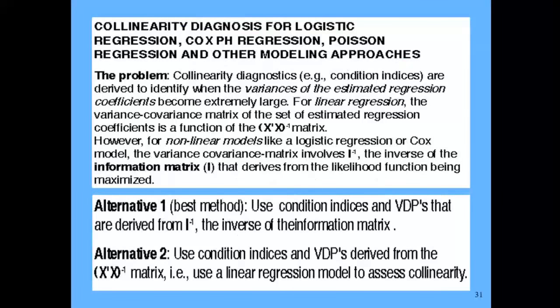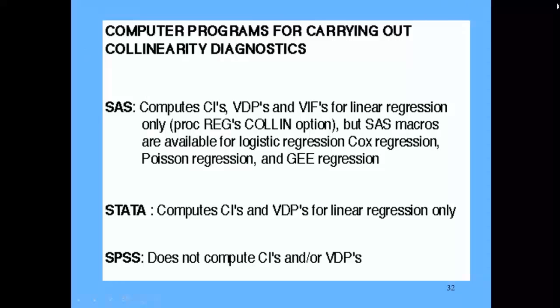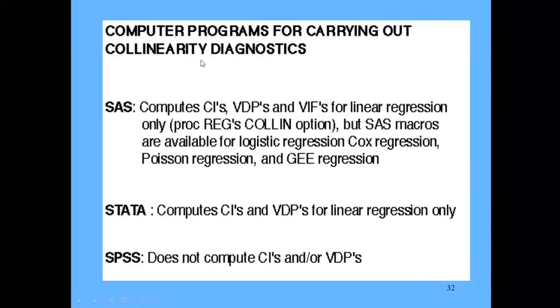Okay? So I'm going to talk about what the macro does. So, computer programs for carrying out collinearity diagnostics. Well, SAS, Stata, and SPSS are the three I'm most familiar with. Now, I'm not sure what R has about this. R conceivably has something. I don't know how many of you use R. Some of you might. But SAS is what we're primarily using. That's why I'm focusing on this.